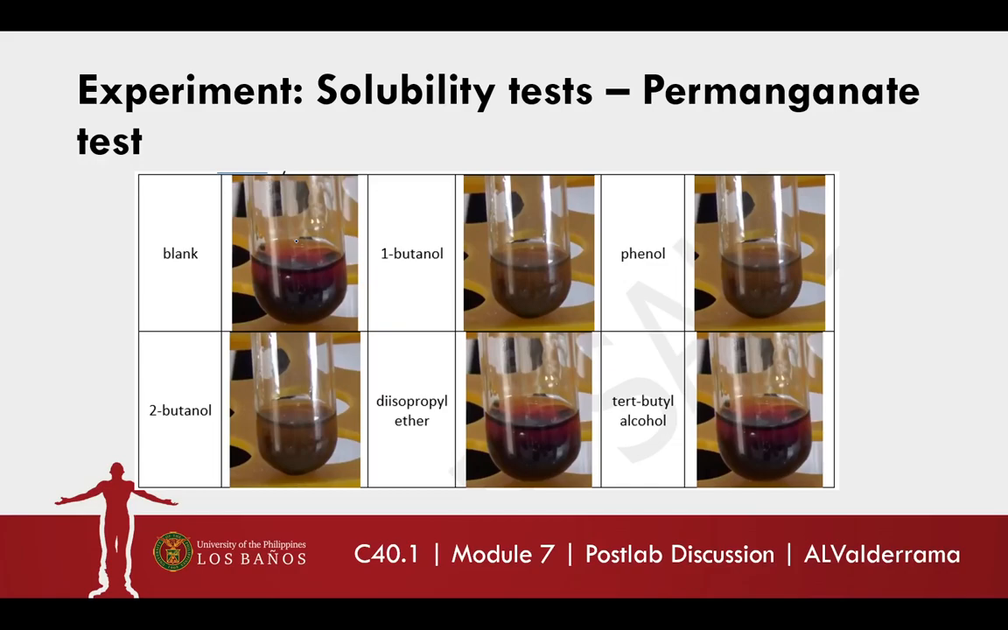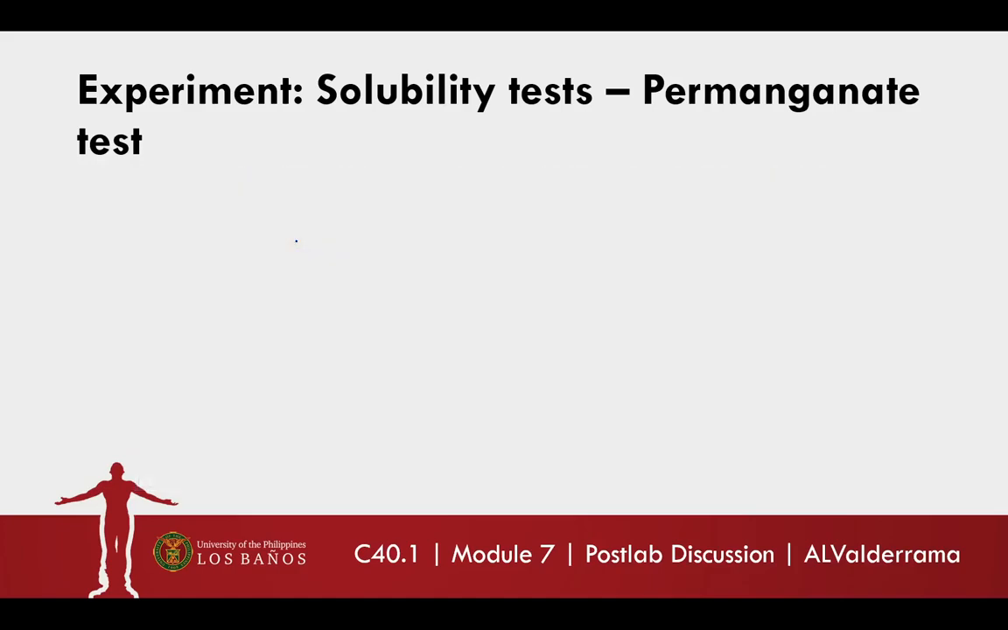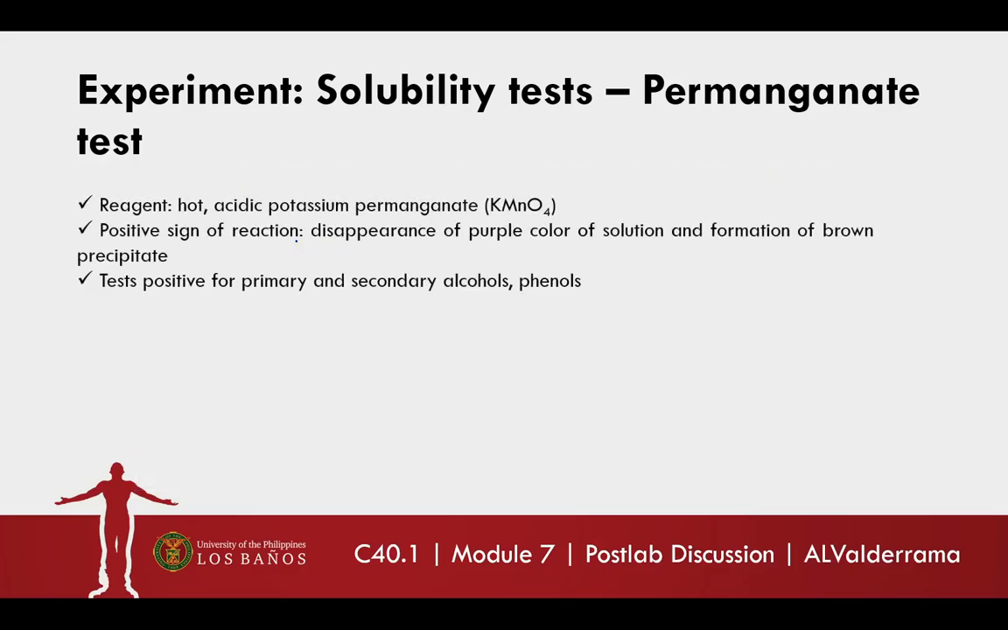Then, for permanganate test, what happens here is, dapat makakita tayo ng formation ng precipitate. Okay? So, in here, the permanganate test involves the hot acidic potassium permanganate solution as the reagent. And the positive sign is the disappearance of purple color and the formation of brown precipitate.